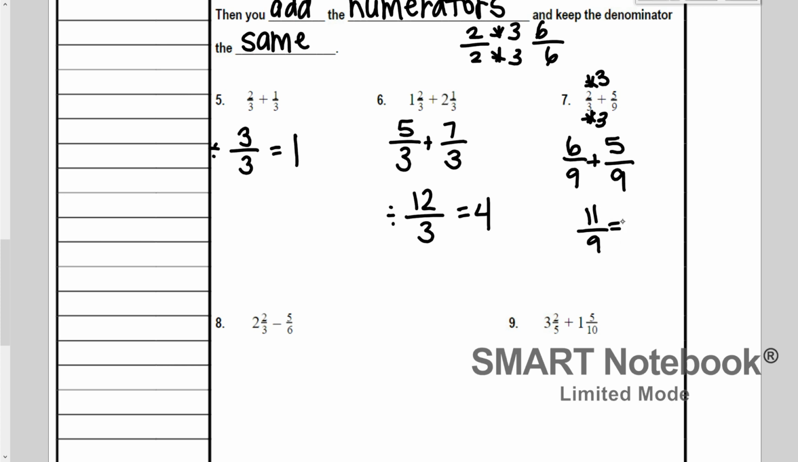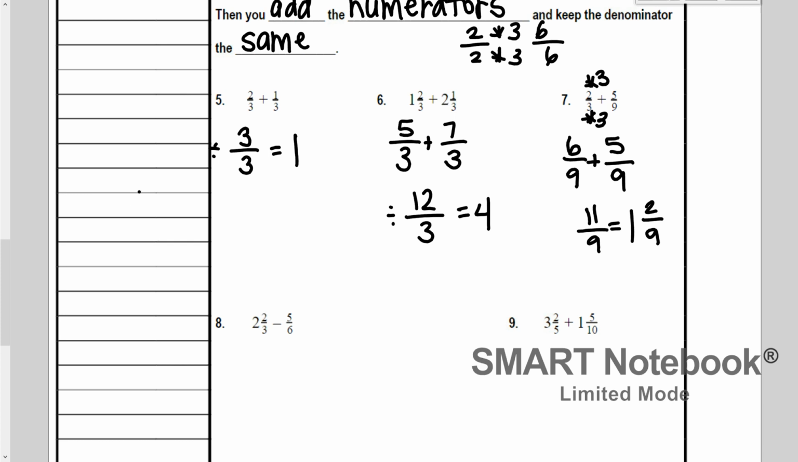9 fits into 11 one whole time. Okay, and 9 times 1 is 9. So here we're doing that division. How many times does 9 fit into 11? One time. 9 times 1 is 9, so we'd take away 9 from that 11, and we'd have 2 left. The denominator stays the same. You could also do long division.